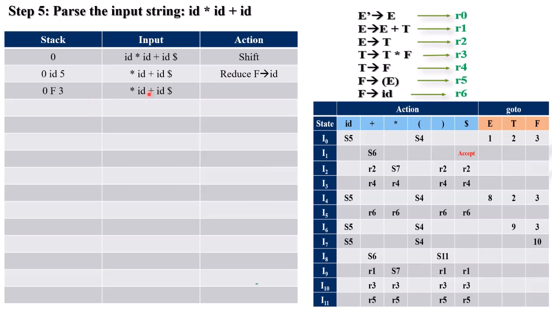Star id plus id dollar as it is. Now we have to check I3 and star. What is I3 and star? I3 and star is R4, so we have to reduce. What is R4? Reduction of R4 is T tends to F. So we have to write here reduce T tends to F.